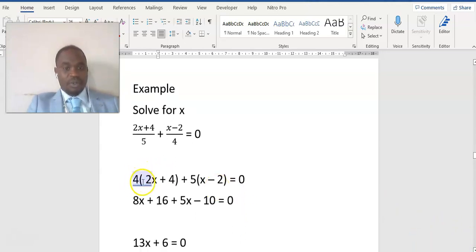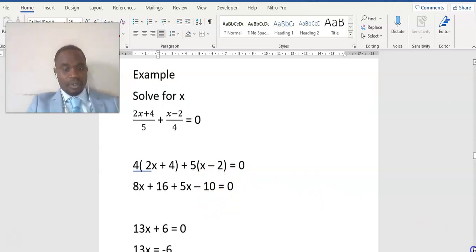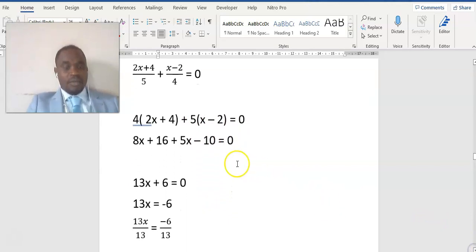Now, let's expand. 4 times 2 is what? 8x. 4 times 4 is what? 16. 5 times x is going to give you 5x. 5 times 2 is minus 10, is equal to 0. Then we have this and this, they are like terms. So 8 plus 5 is going to give us 13x. Then 16 minus 10 is going to give us what? 6, is equal to 0.